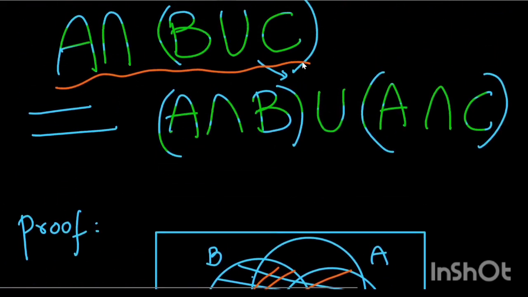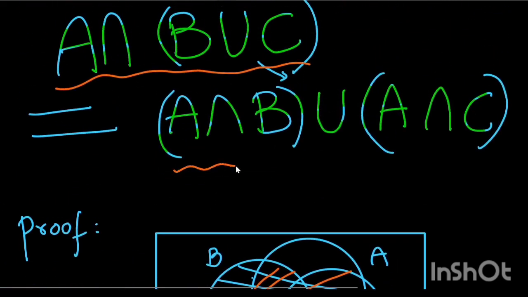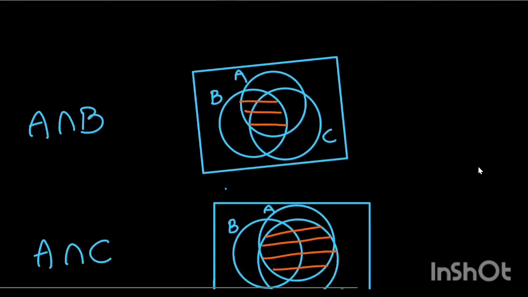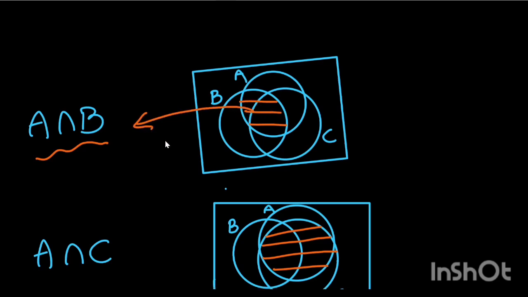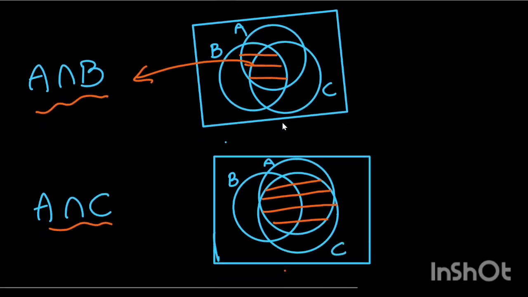Now moving on to the right hand side, we will separately calculate A intersection B and A intersection C, and then we will take their union and see if it comes out to be equal to LHS. So A intersection B is plotted here like this. A intersection B is given by this shaded region. Similarly, A intersection C is depicted by this shaded region.